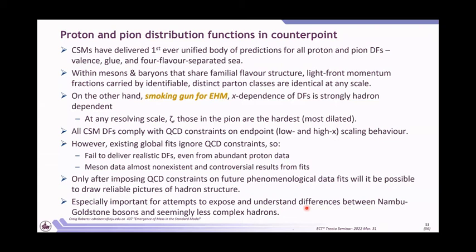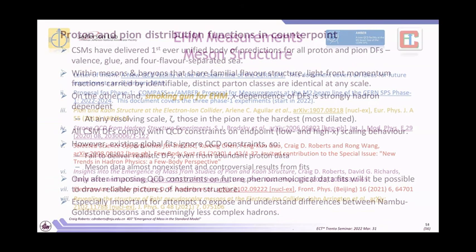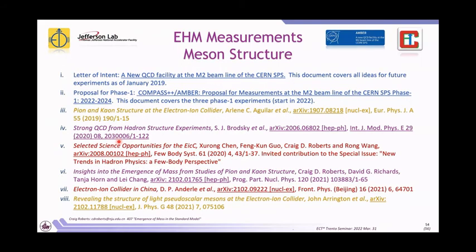There are an array of documents that spell out how we can explore meson structure to gather that data, that will make it possible for us to finally produce global fits that unify both proton and pion data. They rely on the AMBER facility, on the Electron Ion Collider, and on JLab, and on the Electron Ion Collider in China. So I can wrap up now.